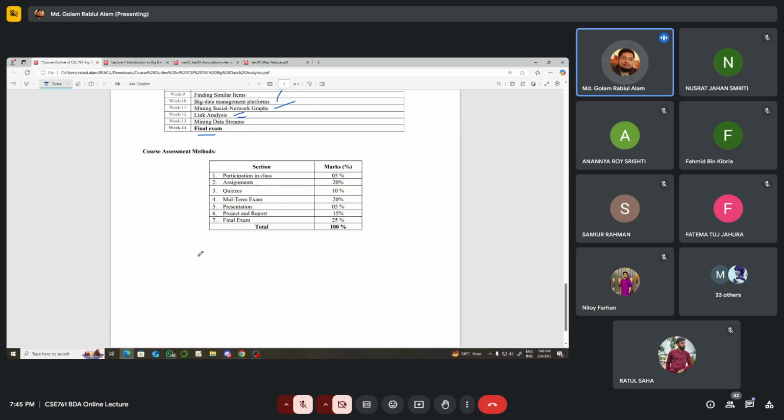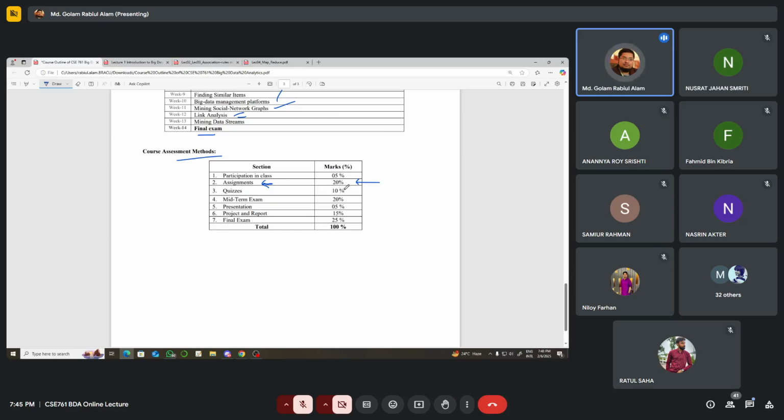You can see the course assessment methods that we will apply. That is the class attendance or participation in the class. It will carry 5% of the marks, and then assignments. We will provide assignments, specifically theoretical assignments, and also some form of programming assignments.